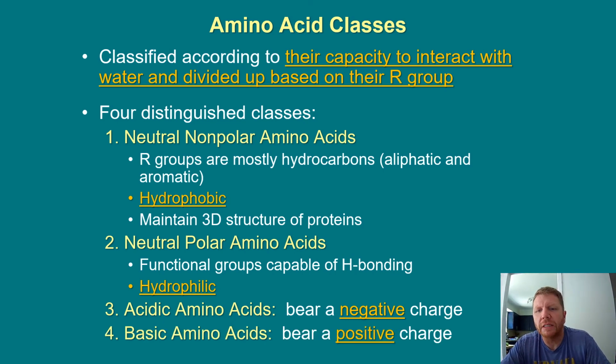So our acidic amino acids have a negative charge at a physiological pH, and our basic amino acids have a positive charge at a physiological pH. Our neutral polar amino acids are hydrophilic, and they are capable of hydrogen bonding. Our neutral nonpolar residues are hydrophobic, and they have aliphatic or aromatic chains. All right, well, I'll see you in the next part of Chapter 5.